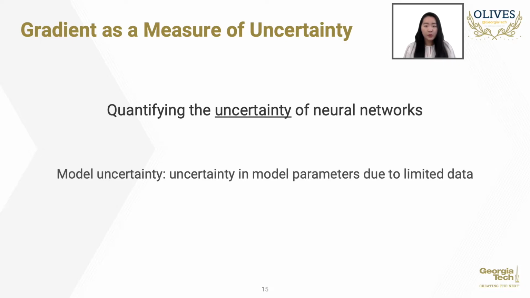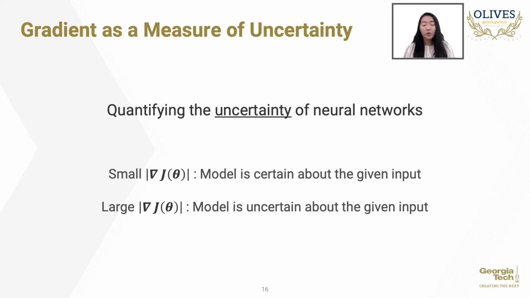So we propose to utilize gradient magnitude to quantify the uncertainty of neural networks. Here, by uncertainty, we mean model uncertainty. It's the uncertainty in model parameters due to limited data and knowledge. The gradient magnitude would be small if the model is certain about the input, and large if it's not so sure about the input.